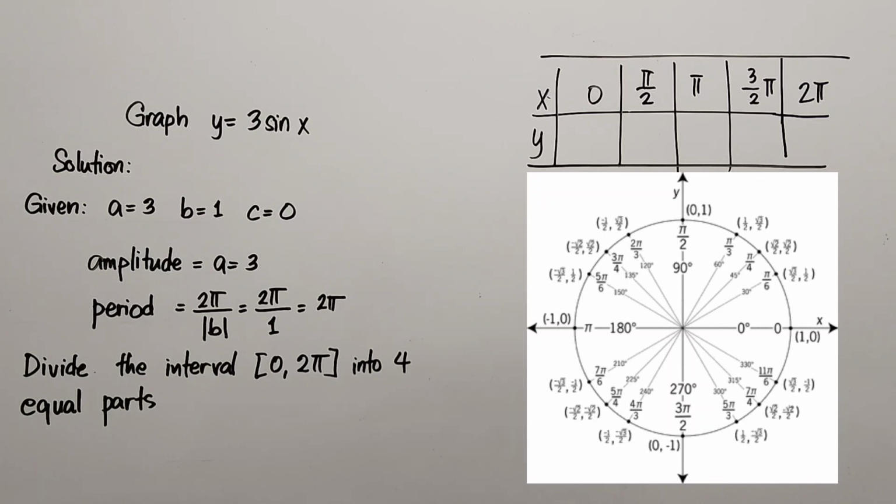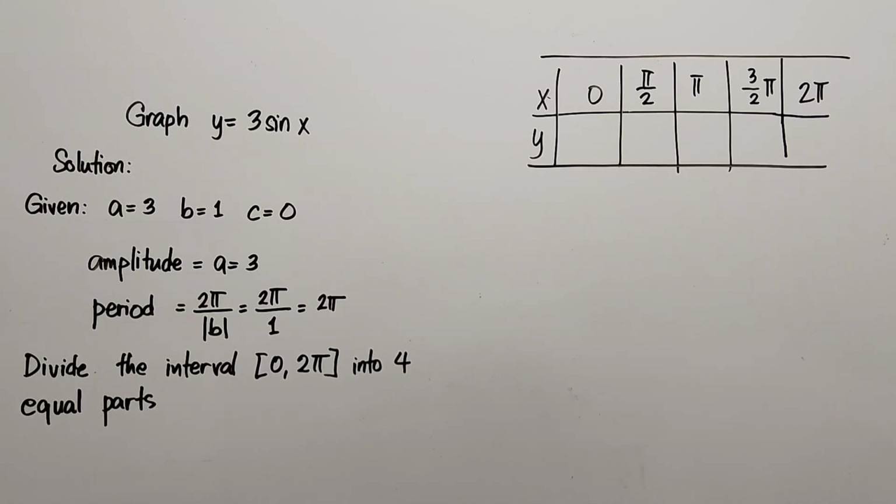What is half between 0 and 180? So the half is 90, and 90 in radians is pi over 2. And lastly, from 180 to 360, half of that is 270 degrees, and that is equivalent to 3 over 2 pi. That is how to get the points for our x.